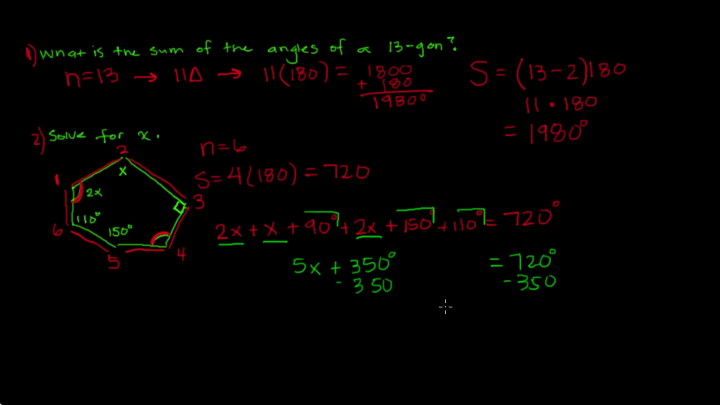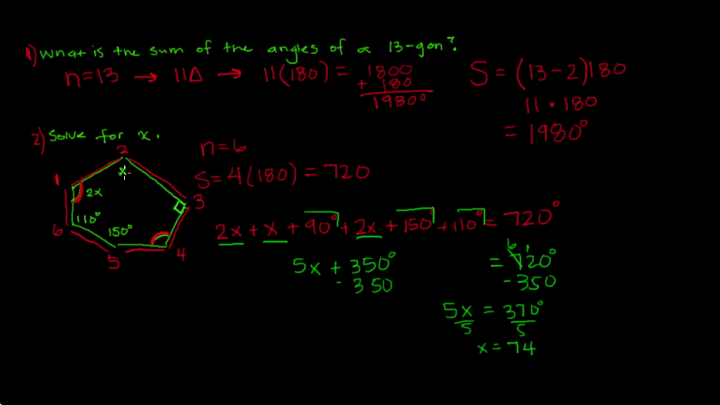And the result will be 5x is equal to 720 minus 350, which comes out to, oh, sorry, so we have to borrow, put a 6, 370 degrees. Divide both sides by 5, and we get x equals, 5 goes into 37 7 times with a remainder of 2, 20, 5 goes into 24 times, so x is equal to 74.